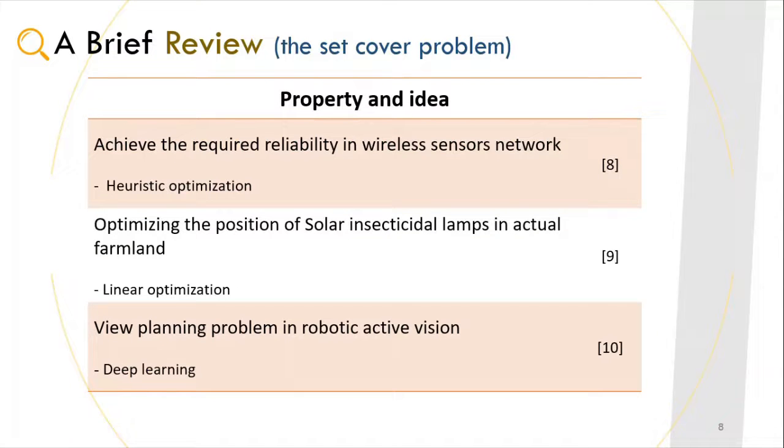The set cover problem is a mathematical model which is normally used in math problems, and it is rarely analyzed in the field of computer science. In previous work, it is used to achieve the required reliability in wireless sensor networks. Another work has used it to optimize the position of solar lamps in actual farmland. Others have also used the set cover problem in the view planning problem in robotic active vision. Since the set cover problem is NP-hard, these articles have used heuristic and linear optimization and also deep learning to solve it.